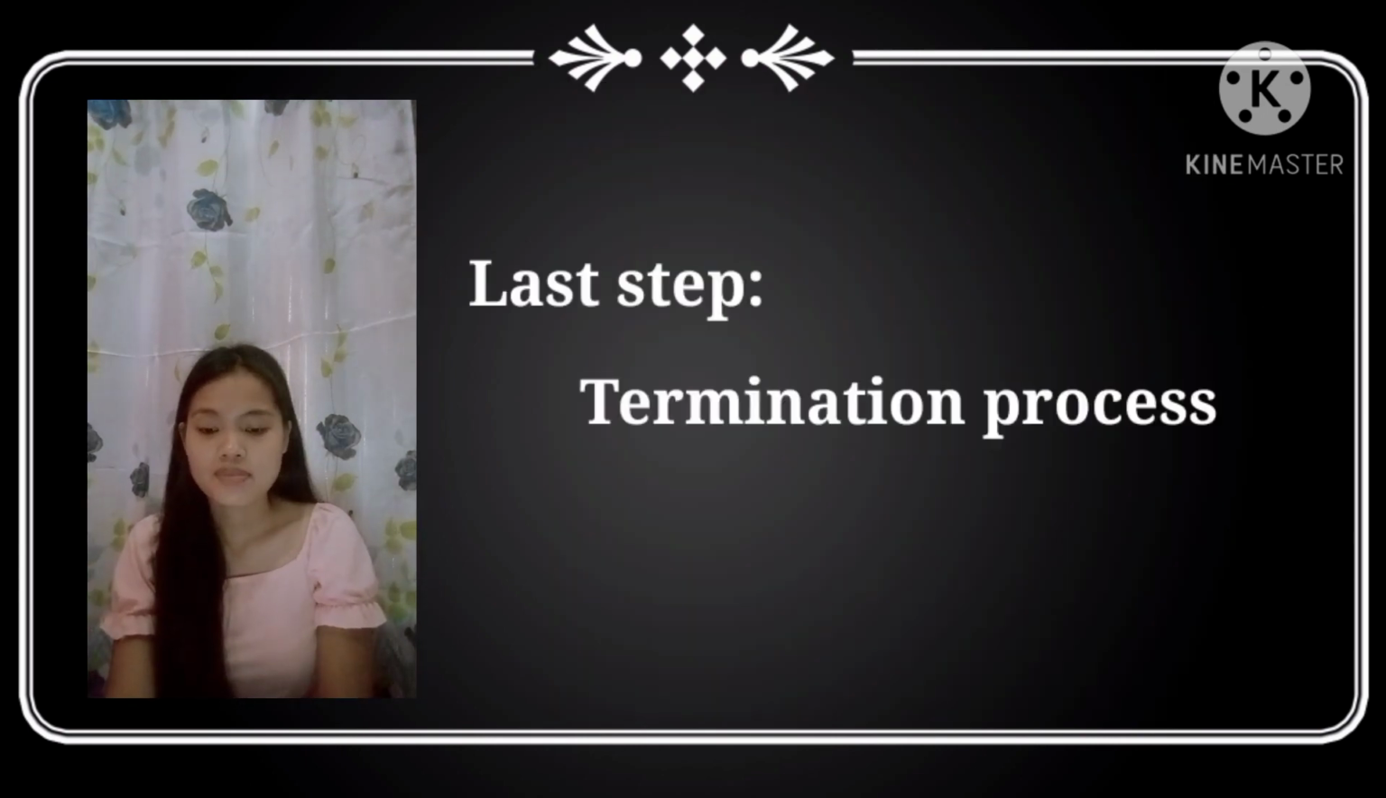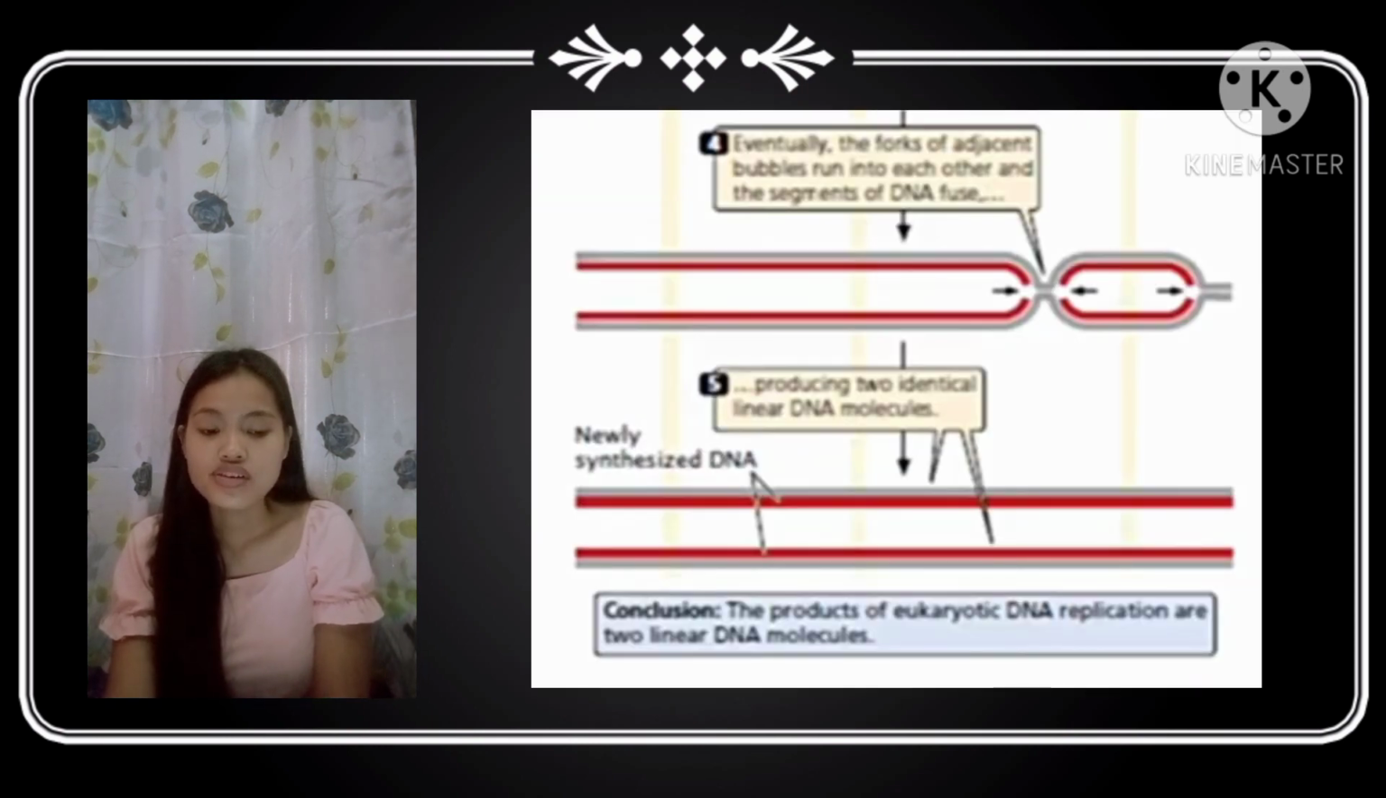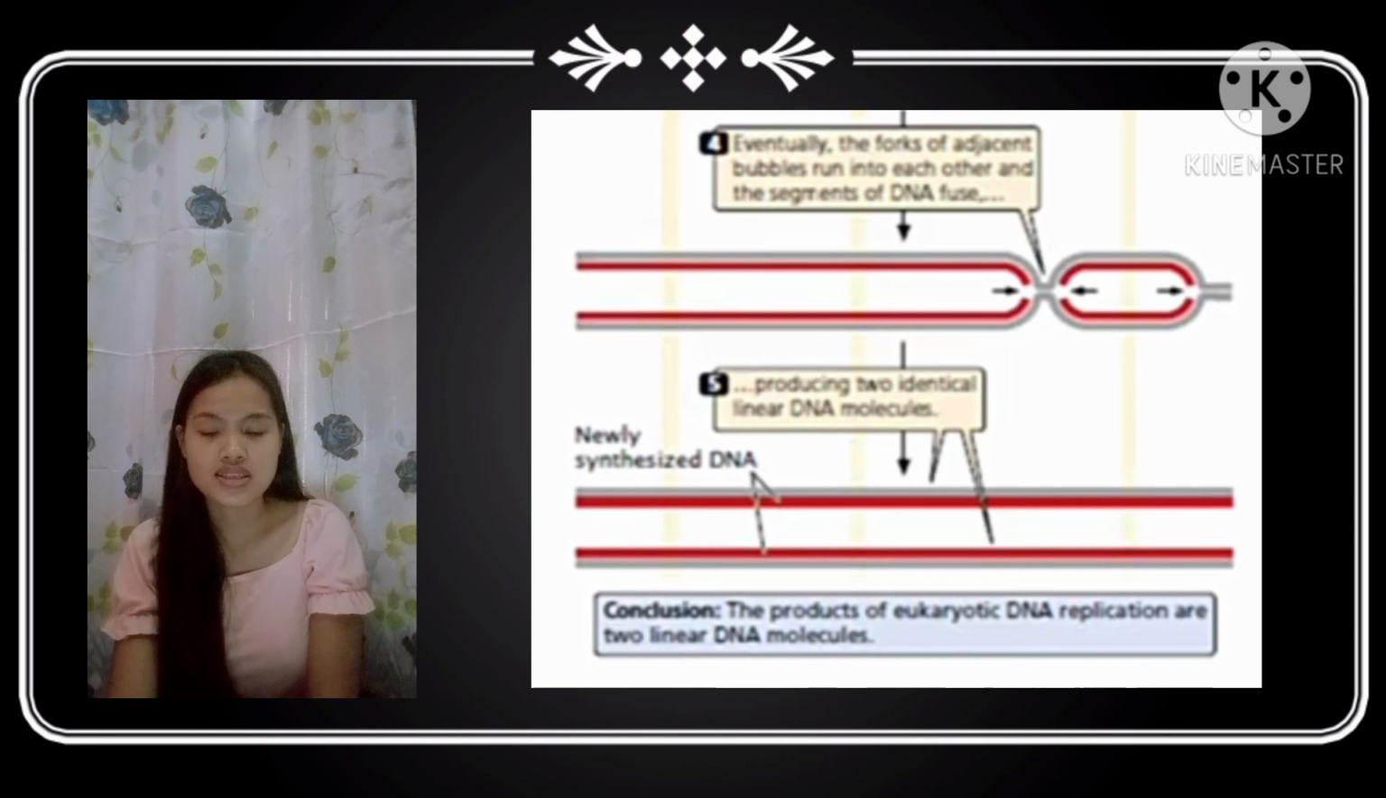The last step in DNA replication is the termination process. There are two types of termination process. First, when two replication forks meet. Second, when there's a presence of termination protein. As the two replication forks meet, they will fuse the DNA and two identical DNA molecules will form.